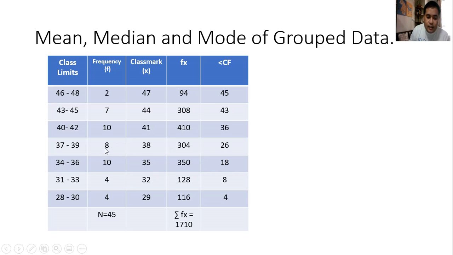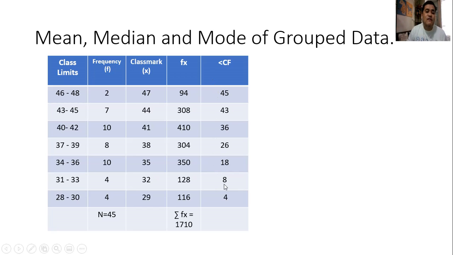18 plus 8, so we have 26. 26 plus 10, so we have 36. 36 plus 7, we have 43. And 43 plus 2 is 45. If you notice, the last cumulative frequency is equal to the number of observations, or the total number of frequency. So be careful in plotting or putting your data, because one mistake might lead to another mistake.